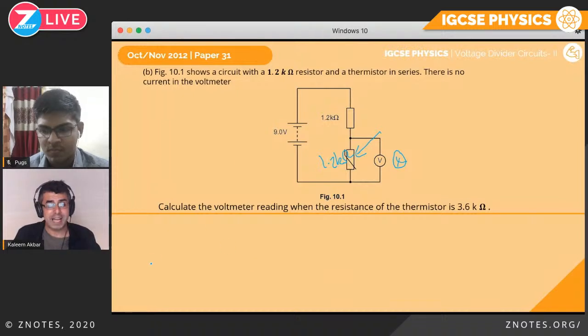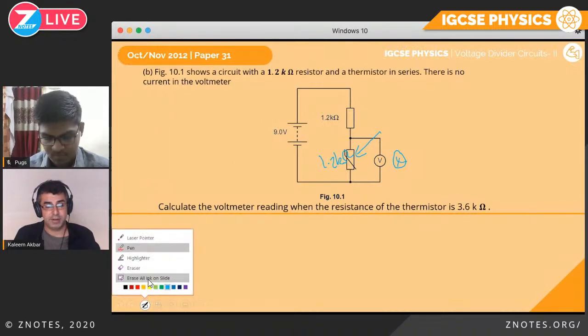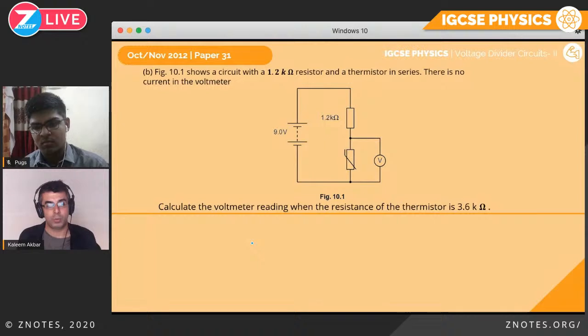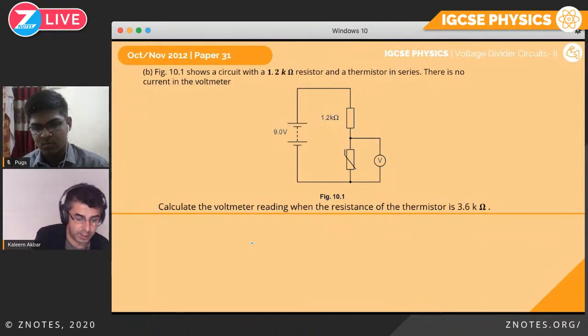So let's actually answer what the exam question is asking. Let me erase all ink. Calculate the voltmeter reading when the resistance of the thermistor is 3.6 kiloohms. Now, guys, I want to show you 2 ways of doing this. When you only know about circuits in a basic sense, you're going to use method number 1. And when you get more advanced, you're going to use method number 2. And I'm going to do them both and I'll even change the color.